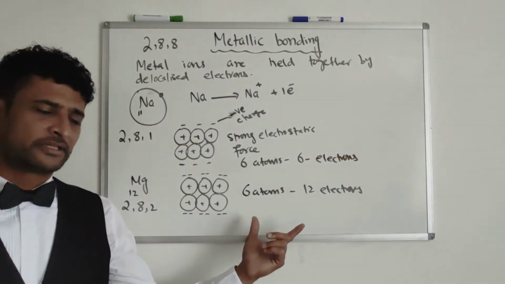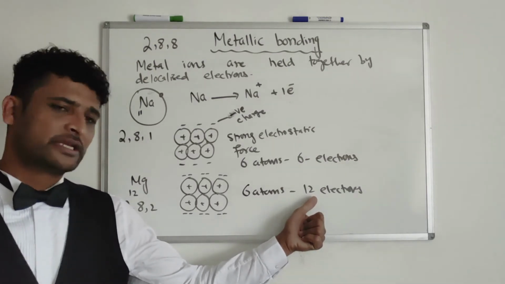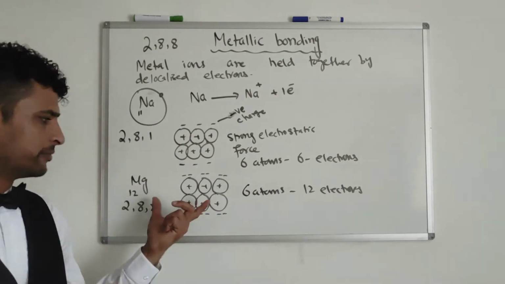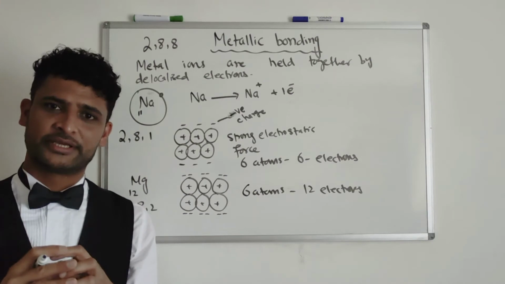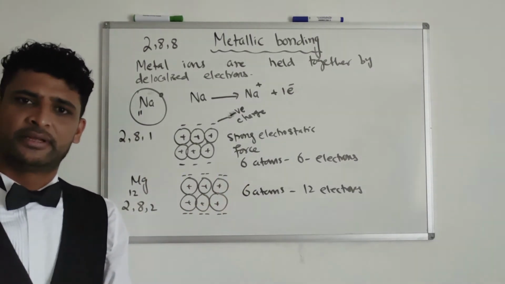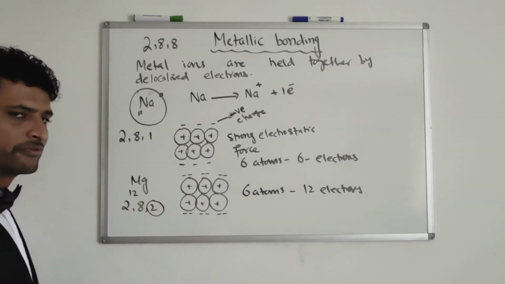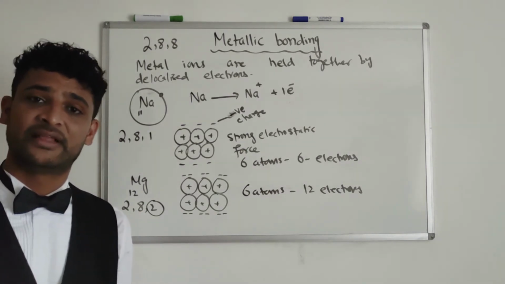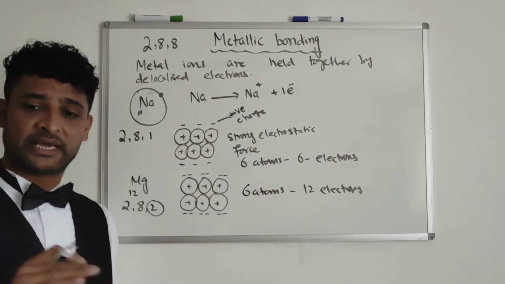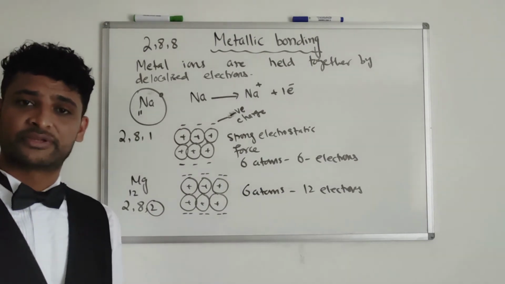Now you can see that the number of electrons is getting higher. The more electrons and the more nuclear charge you have, the stronger the metallic bonding is. So when you increase the atomic number or increase the outer electrons in the metal, they will have stronger metallic bonding. Across a period, metallic bonding increases. As you go down the group, the metallic bonding strength decreases.